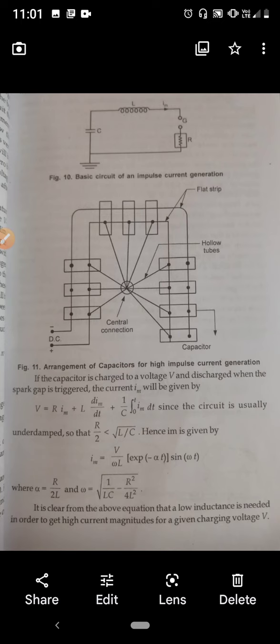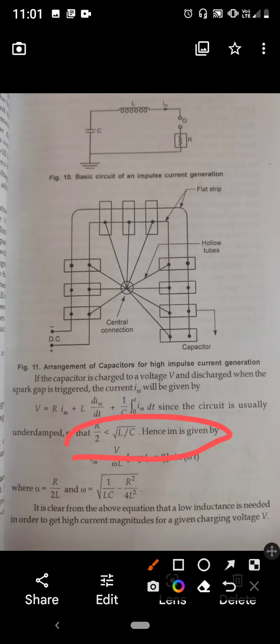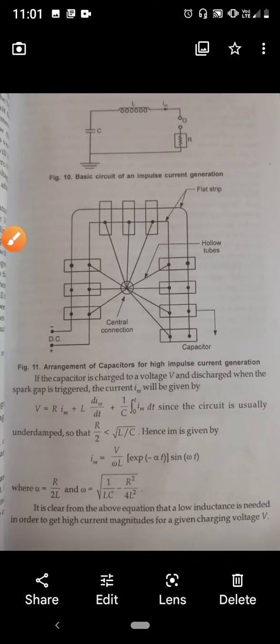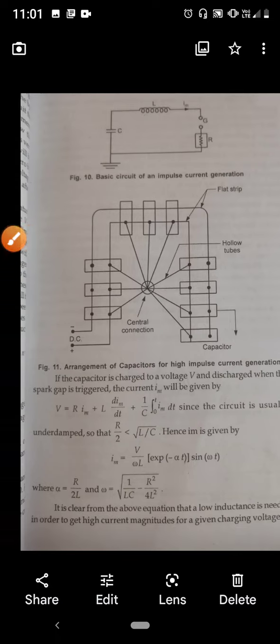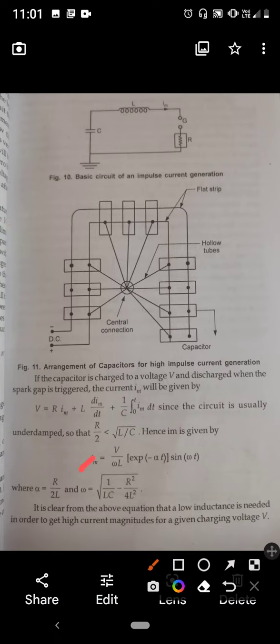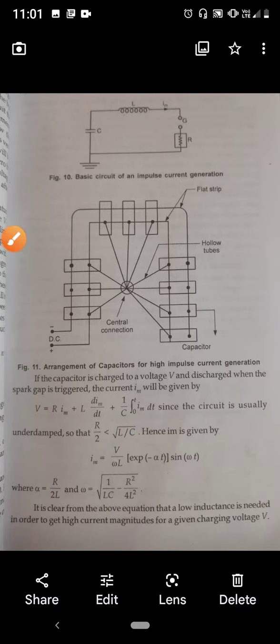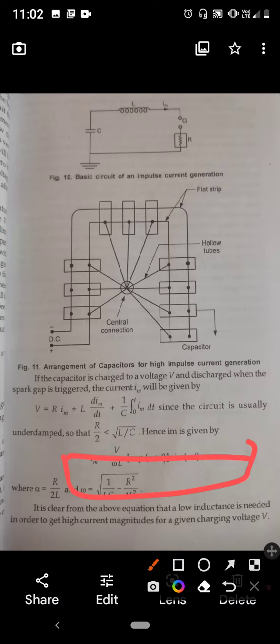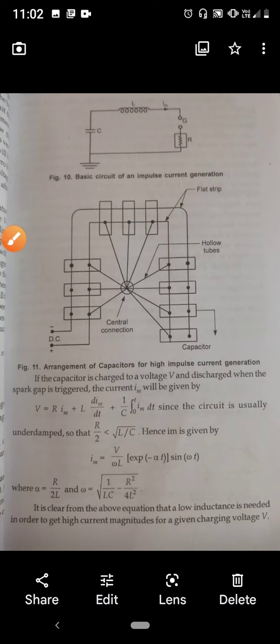Since the current is usually underdamped, you know the underdamped condition of any circuit. For underdamping, R by 2 is less than root L by C. So it is the basic condition of an underdamped system. Now for Im, taking the Laplace transform, we can assume Im is equal to V upon omega L, e raised to power minus alpha t, sin omega t. It is the basic current equation of the impulse current which is generated in the basic high impulse current generation.